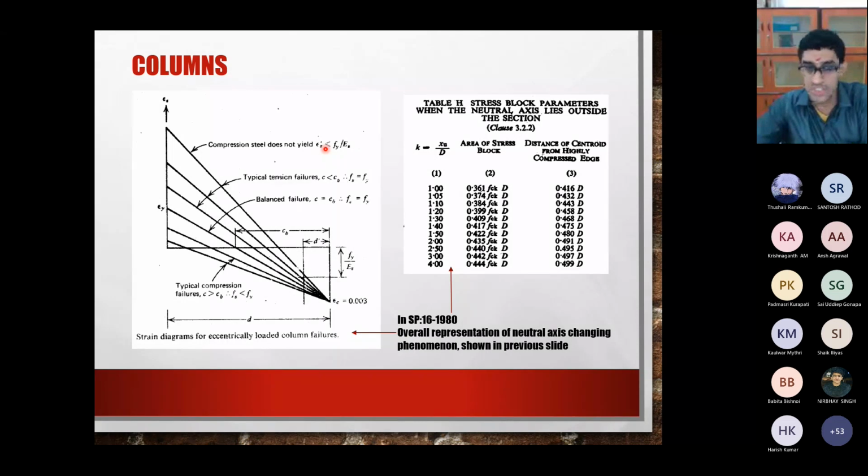When the compression steel does not yield, it is a tension failure. So the location of the neutral axis is lesser than the location of CB, and the strain in steel equals Fy. And these two ones are typical compression failures. So this is what is basically shown over here, just a re-representation of what was shown before.